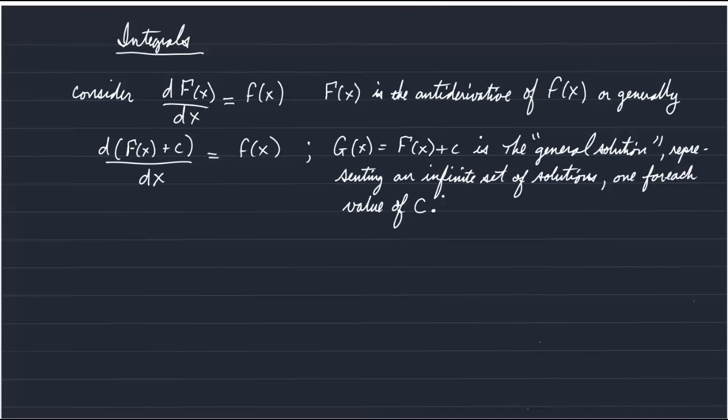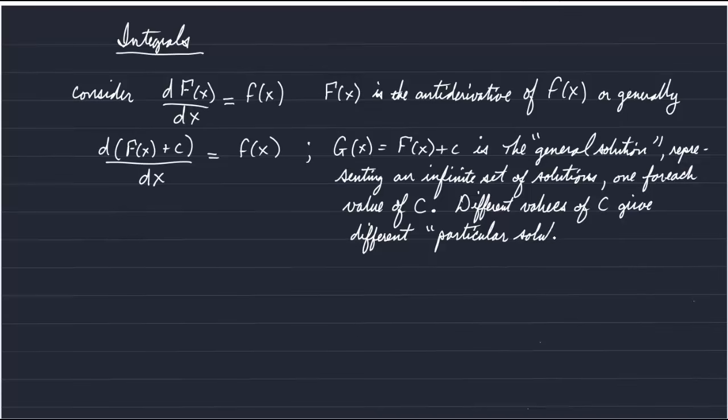Okay, so that's the general solution. And just to remind you again of some terminology, a solution for a given value of c is a particular solution. So I would say different values of c give different particular solutions. Okay, so we have a general solution and then a particular solution.